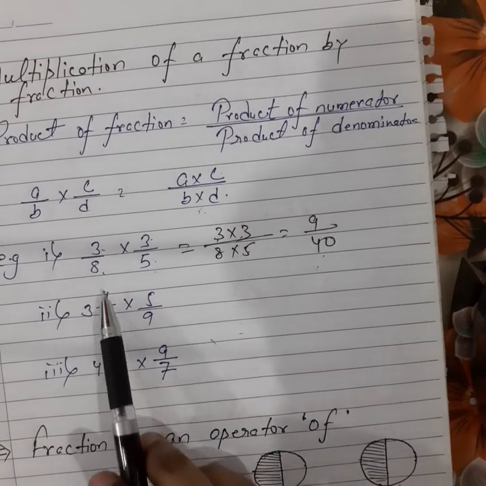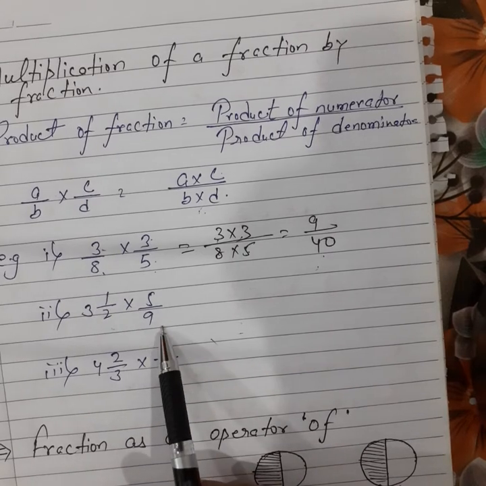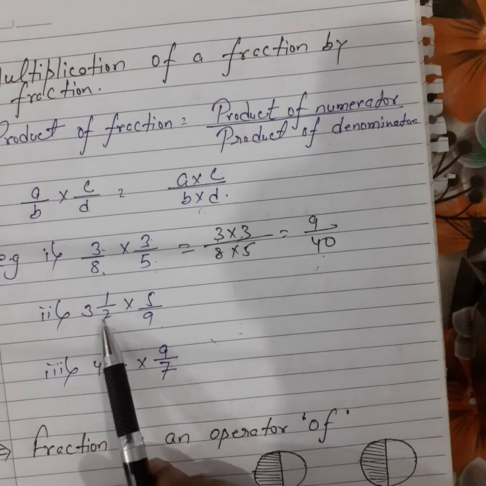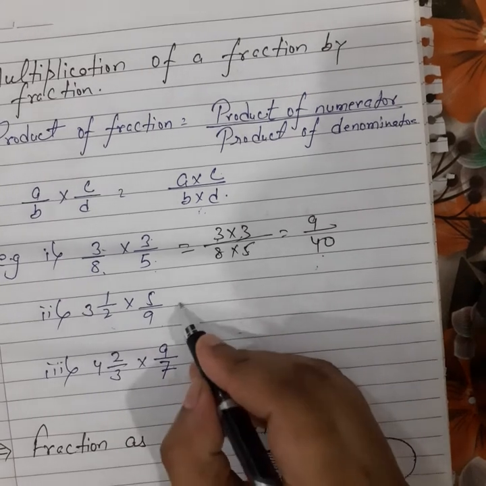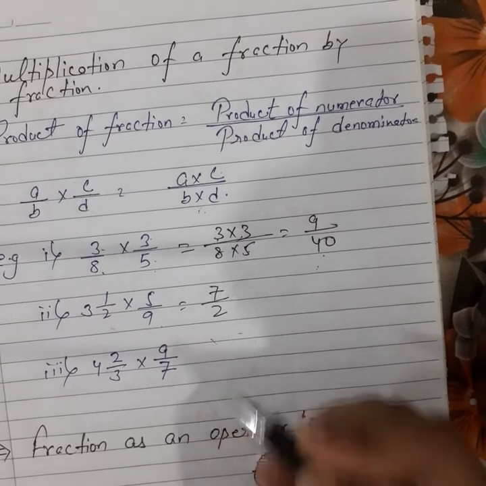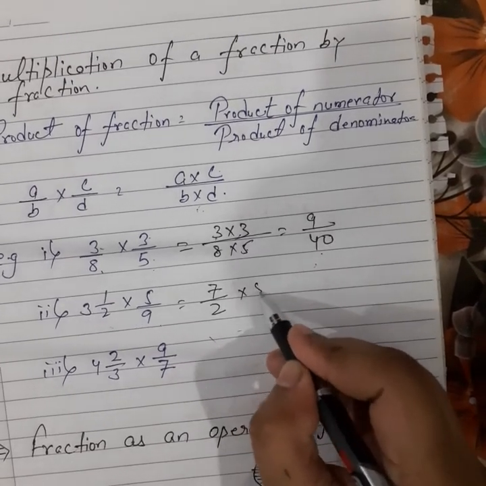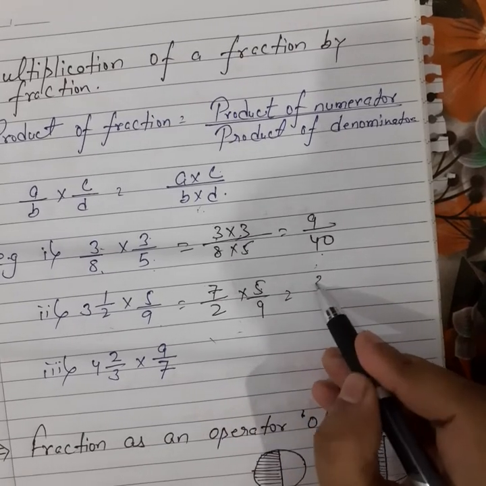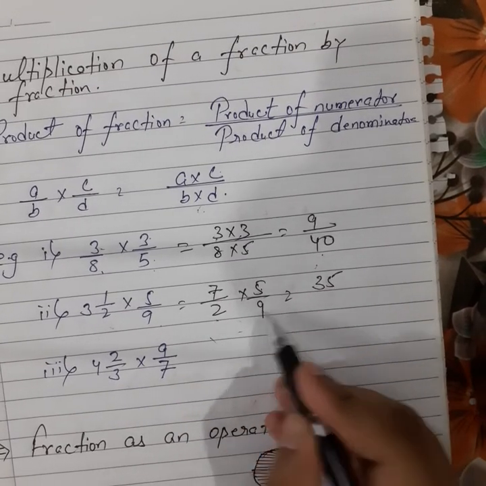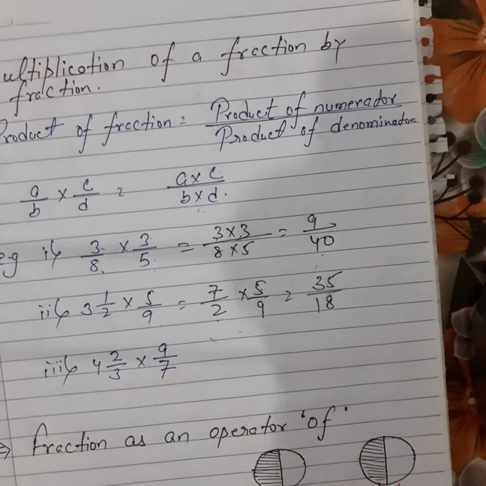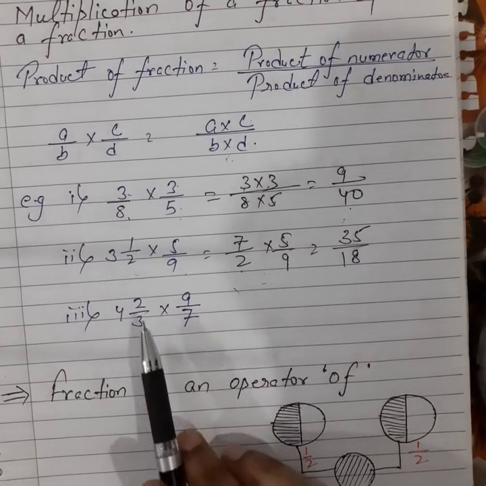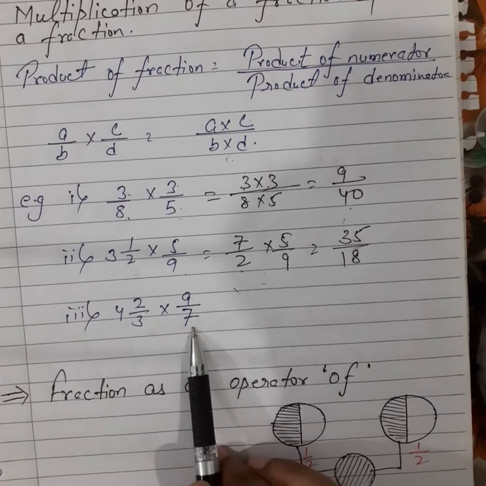So our result is 9 by 40. Next is 3 whole 1 by 2 into 5 by 9. So what do we do first, student? Yes, we change the mixed fraction into an improper fraction. 3 twos are 6, plus 1. It becomes 7 by 2 into 5 by 9. Now 7 fives are 35 and 2 into 9 is 18.